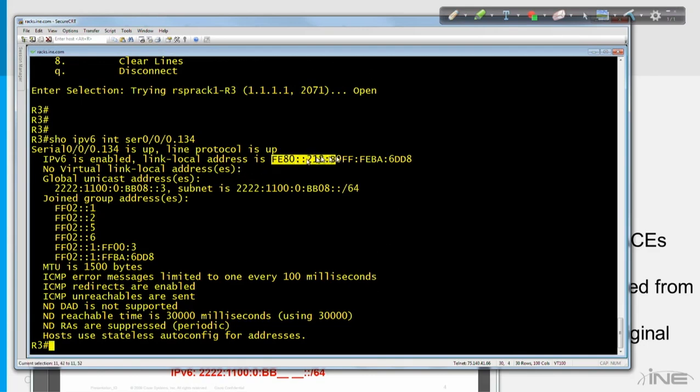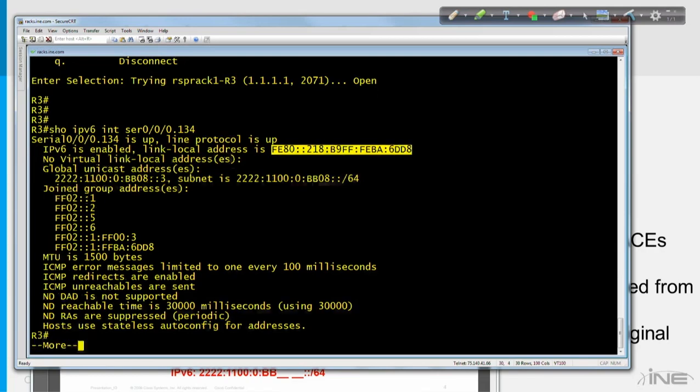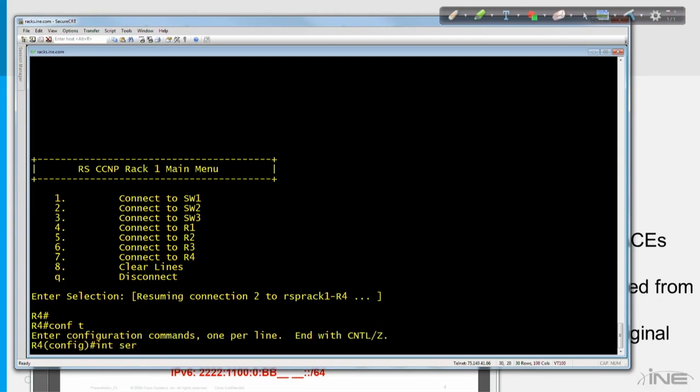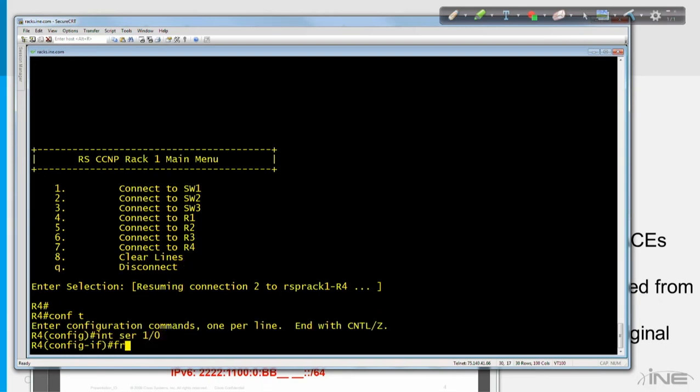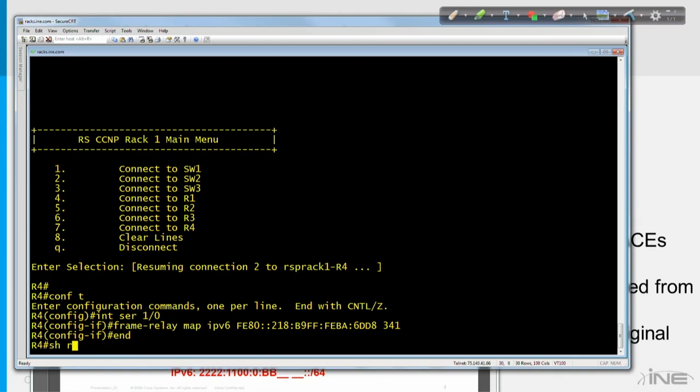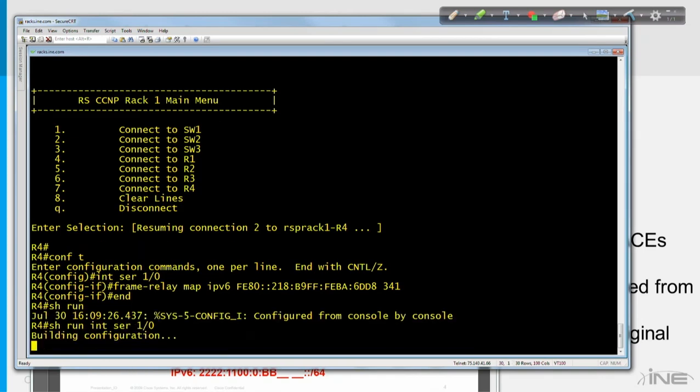All right, here is his link local address. Let's copy that. Go back to router 4, interface serial 1/0, and add a frame relay map. And to reach that, he would take DLCI 341. Okay. Show run interface serial 1/0.